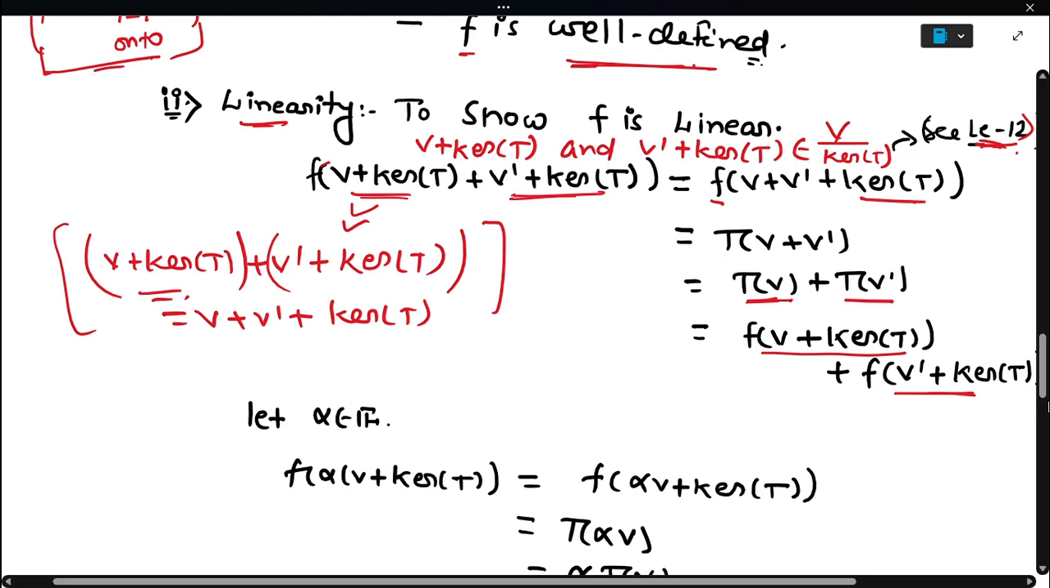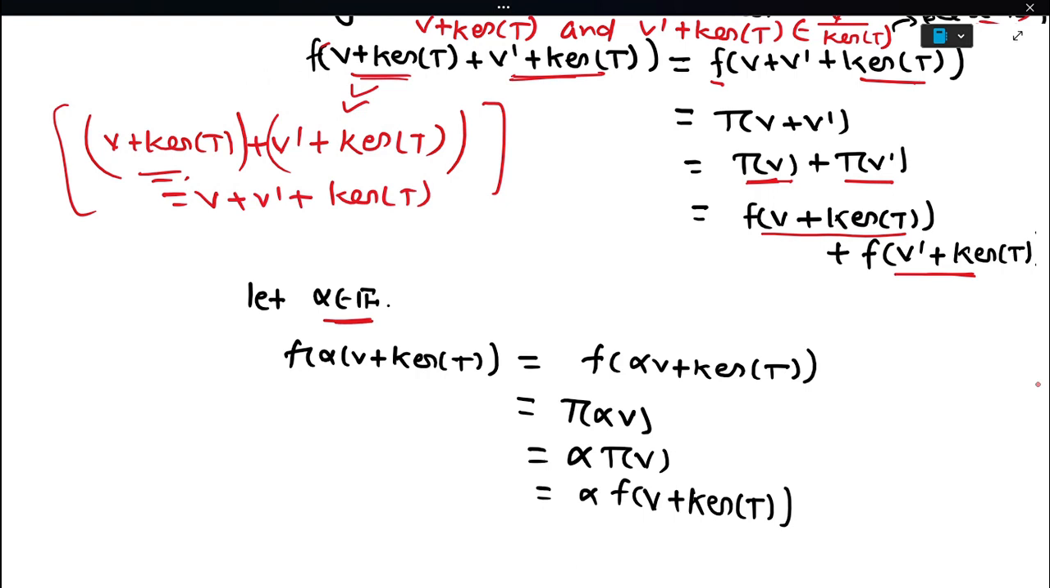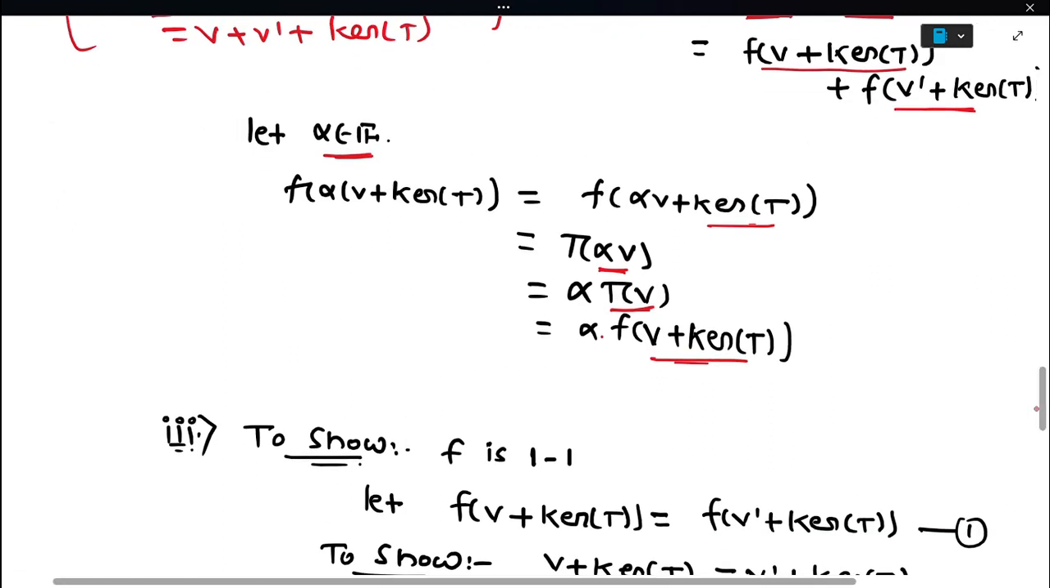Also, for linearity, if alpha belongs to the field, then f of alpha times (v plus kernel of T) equals f of alpha v plus kernel of T, and by definition of f, this is T of alpha v. As T is linear, we take alpha out, and by definition of f again, it will be alpha times f of v plus kernel of T. So now it is linear. We have proved that f is linear.